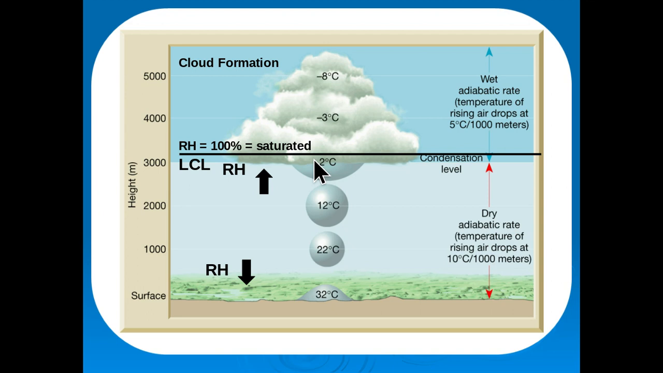And typically, a cloud will form along an altitude height known as the LCL. The LCL stands for lifting condensation level. Let me repeat that. LCL is the lifting condensation level, which means any air that rises above the condensation level is going to convert from a vapor to a liquid and form a cloud.